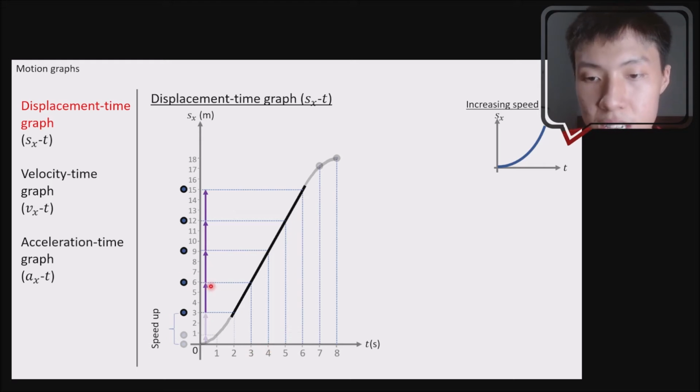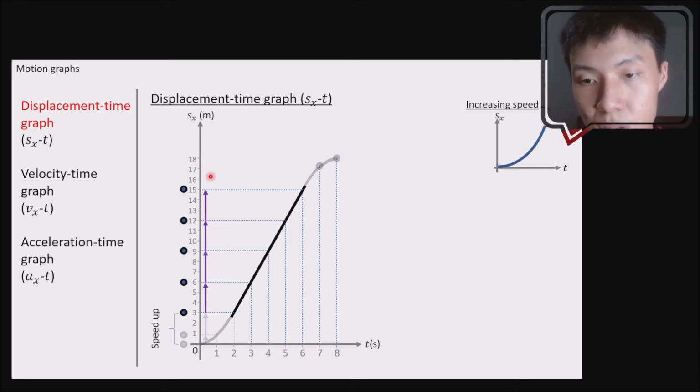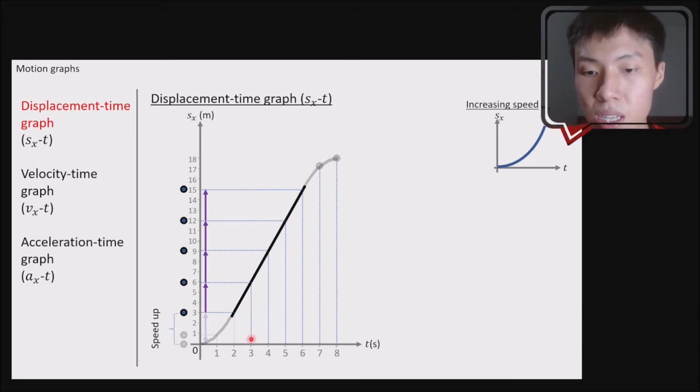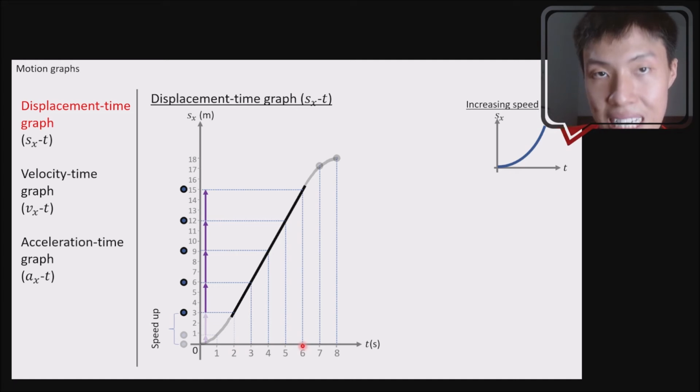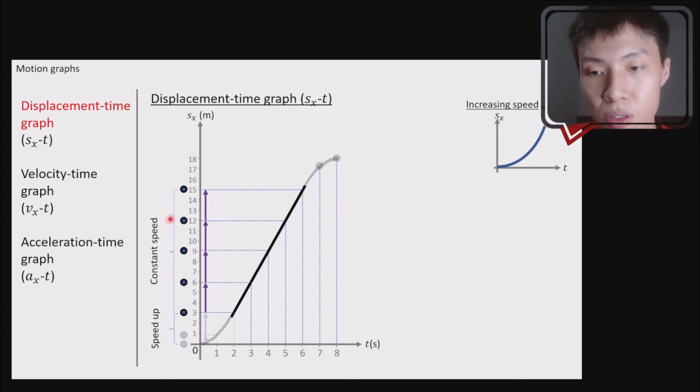From 3 to 4, the distance traveled is also this much. From 4 to 5, the distance traveled is also this much. From 5 to 6, the distance traveled is also this much. So you see that the distance traveled for every second that has passed is the same. I travel the same amount of distance for every second between the 2nd second and the 6th second. So from here I can see that the distance traveled is the same, so the speed is remaining the same. I can say that this portion of the journey is moving with constant speed.